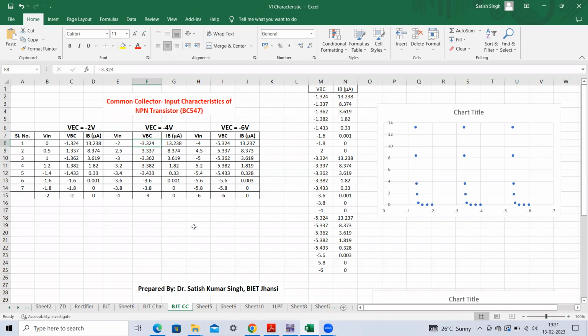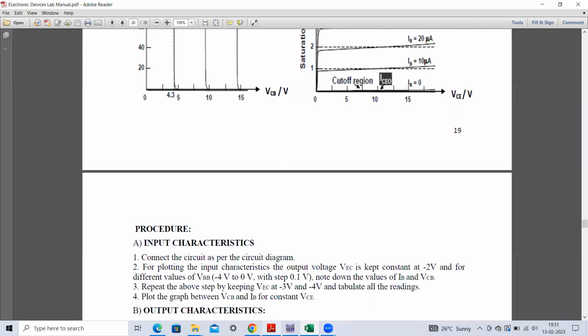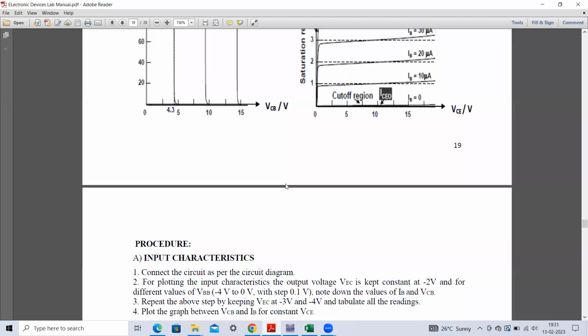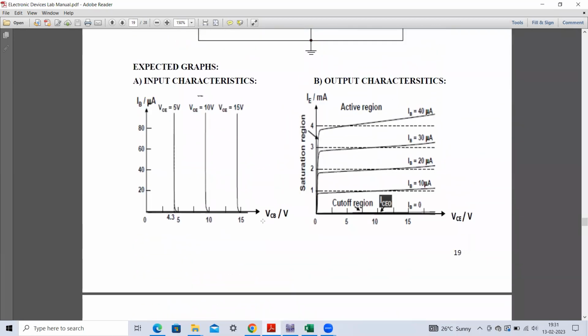So here you can observe one thing when I was explaining these characteristics. Here you can see that the data on the x-axis is the collector to base voltage, or base to collector voltage. If you write base to collector voltage, it will be negative values. So it is the collector to base drop.